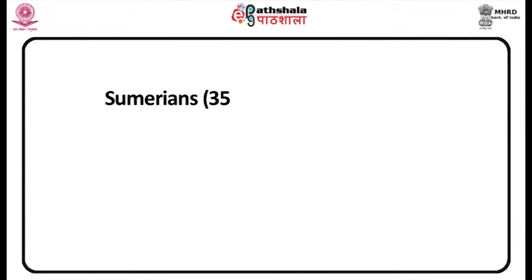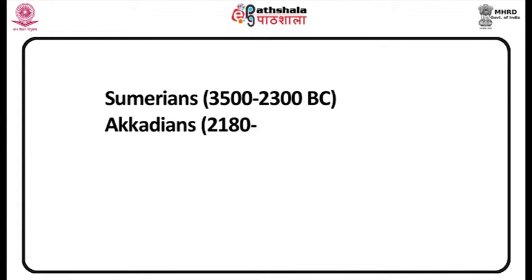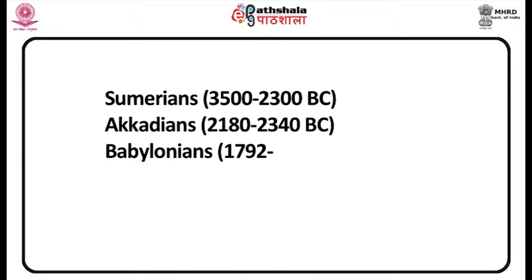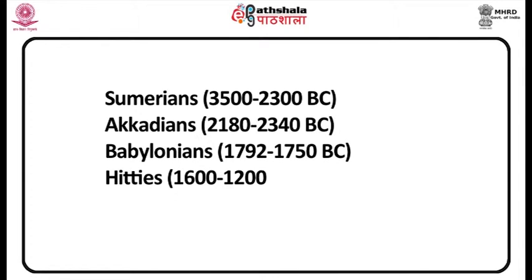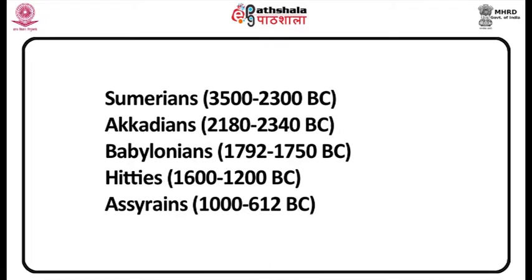The major civilizations that flourished during the Mesopotamian time were the Sumerians, 3500 to 2300 BC, Akkadians, 2180 to 2340 BC, Babylonians, 1792 to 1750 BC, Hittites, 1600 to 1200 BC, Assyrians, 1000 to 600 BC, and Persians, 559 to 331 BC.